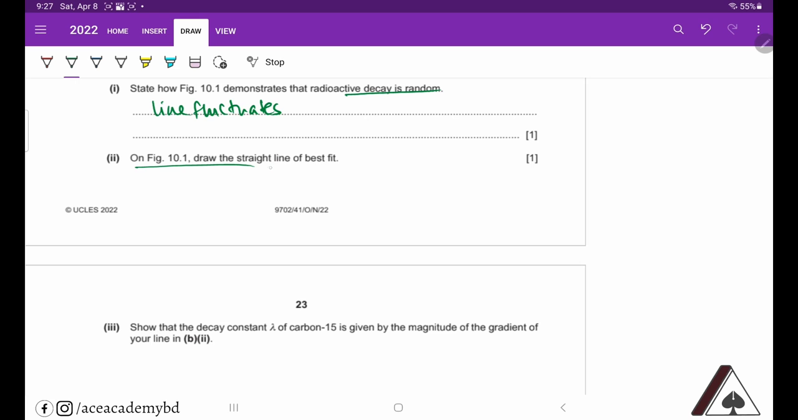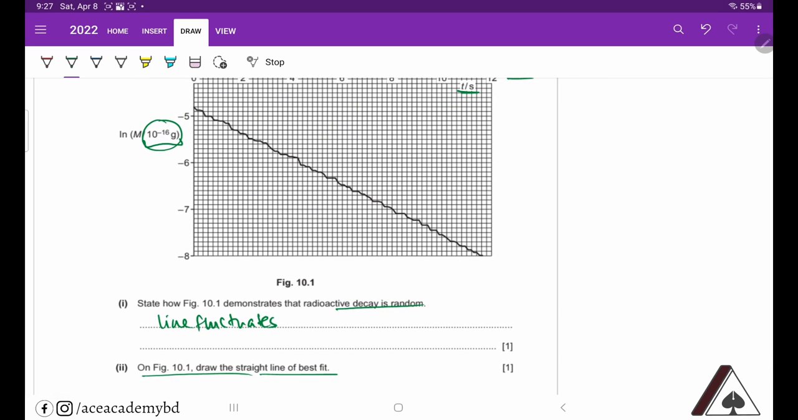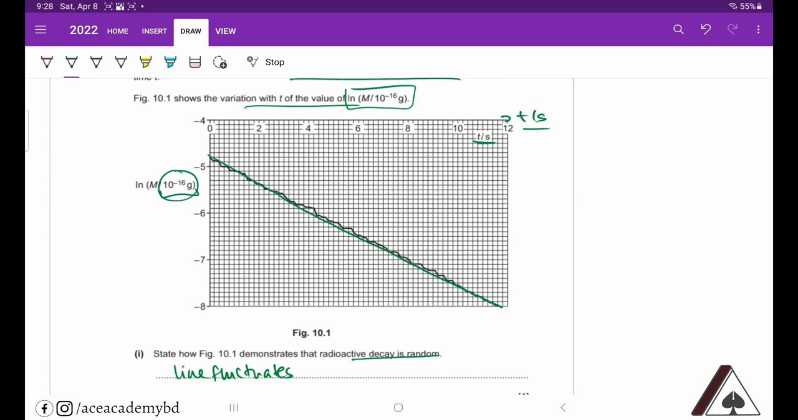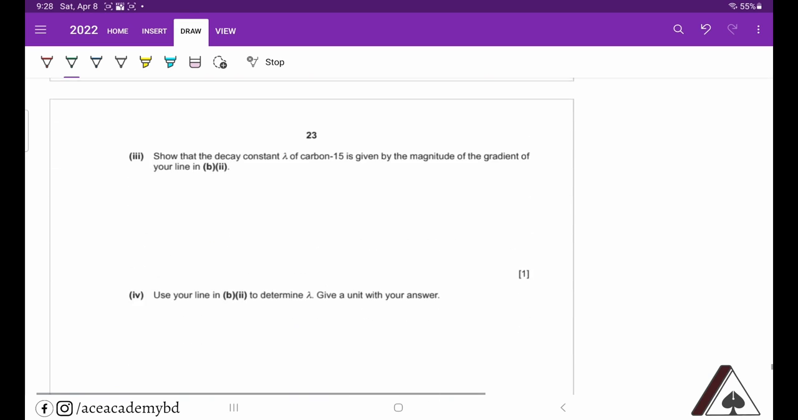Then part 2, it says on figure 10.1, draw a straight line of best fit. So over here, we'll just have to take your scale and draw a best fit line across this like this. It may not be completely straight, my line, but that's basically how you're going to do it. So place a scale over it since I'm doing it here. It may not be that accurate, but the line should be roughly like this. So use your scale when you draw this to get a much more accurate line. Since I do not have a scale here, I'm doing it roughly.